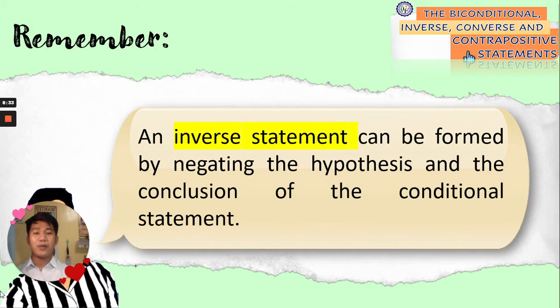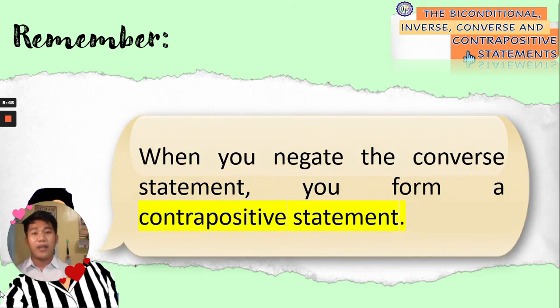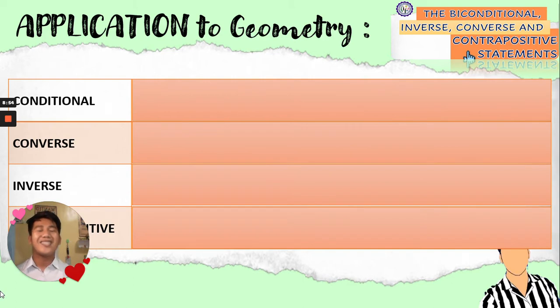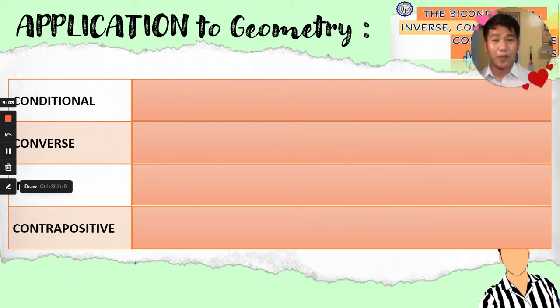Now let's remember, from converse, let's have now the inverse statement. An inverse statement can be formed by negating the hypothesis and the conclusion of the conditional statement. And the contrapositive statement when you negate the converse statement. So therefore, let's proceed to the application. Application of the converse, inverse, and contrapositive in geometry.